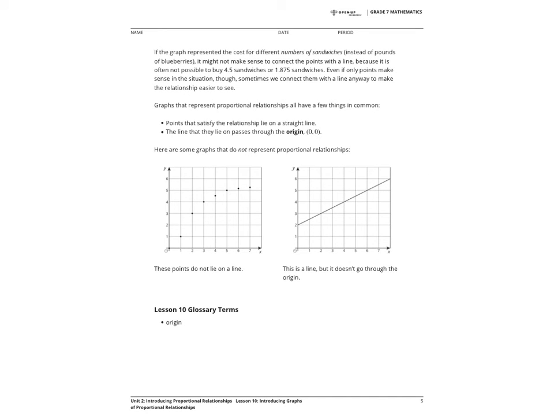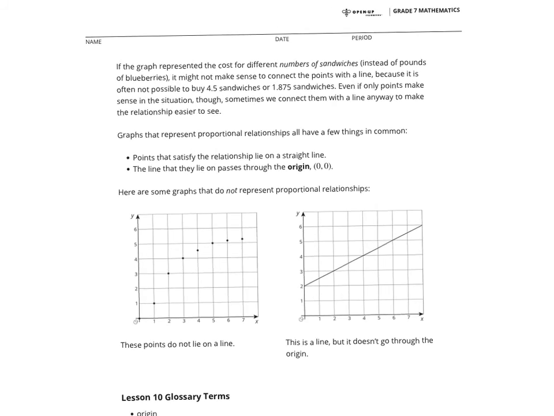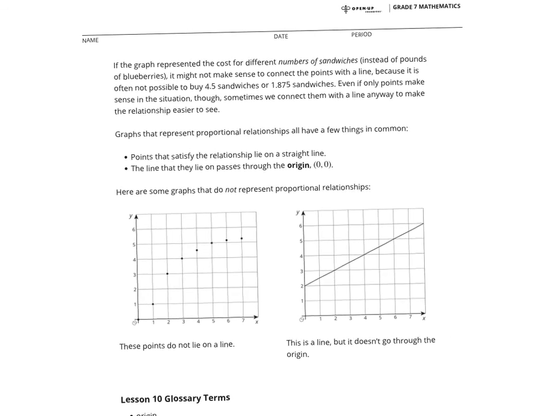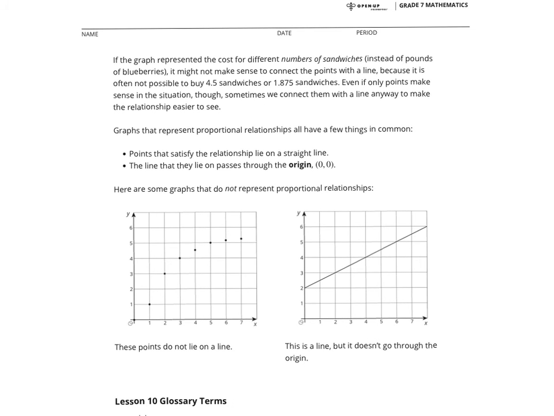And we'll finish up this lesson summary. If the graph represented the cost for different numbers of sandwiches instead of pounds of blueberries, again, it might not make sense to connect the points with a line, because sometimes we can't buy 4.5 or a fractional value. Okay, so sometimes we connect them, sometimes we don't.